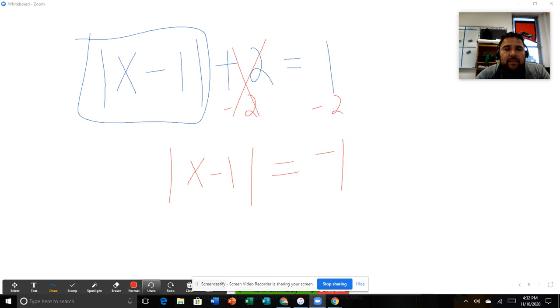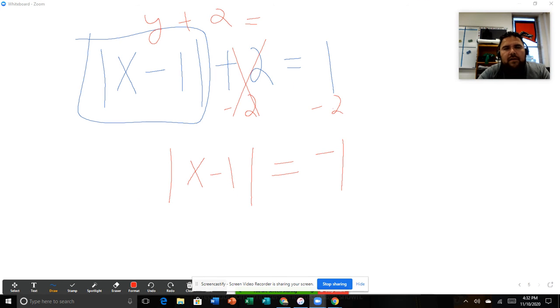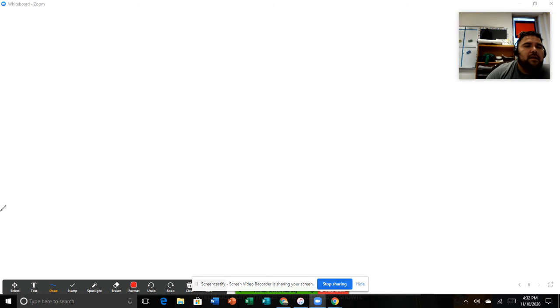This is why you need to make sure that you isolate this absolute value, treat it as if it's its own variable, right? Pretend like this is y plus 2 equals 1, right? And solve for y. And that's what we're treating this absolute value as. And in this case, there's no solution because right here, it's equal to a negative value. An absolute value will never, ever, ever be equal to a negative number. Okay? So let's go ahead and try it again.